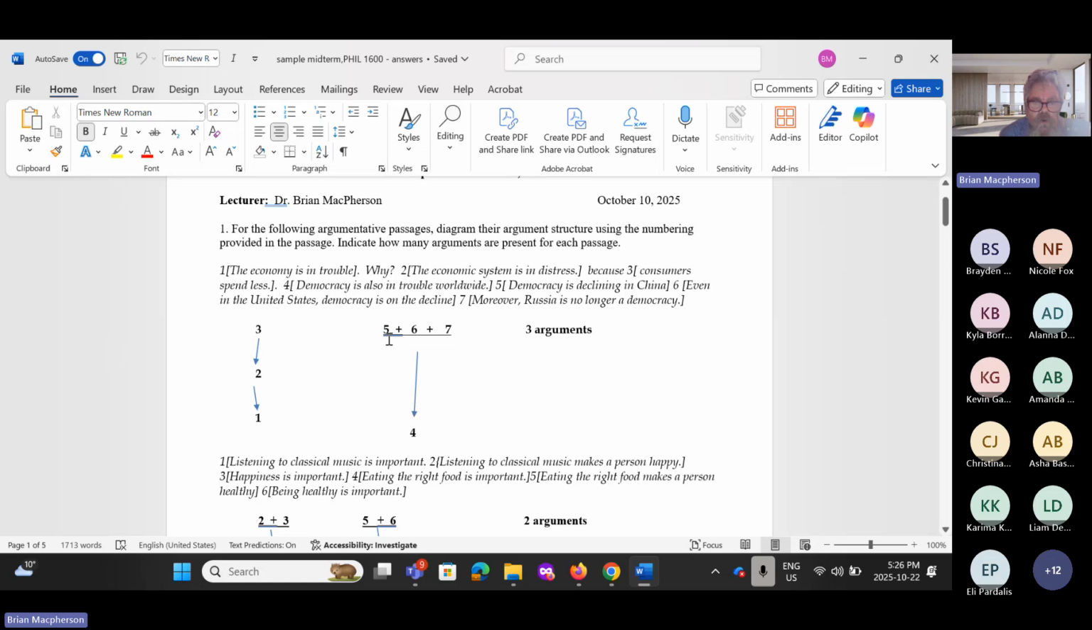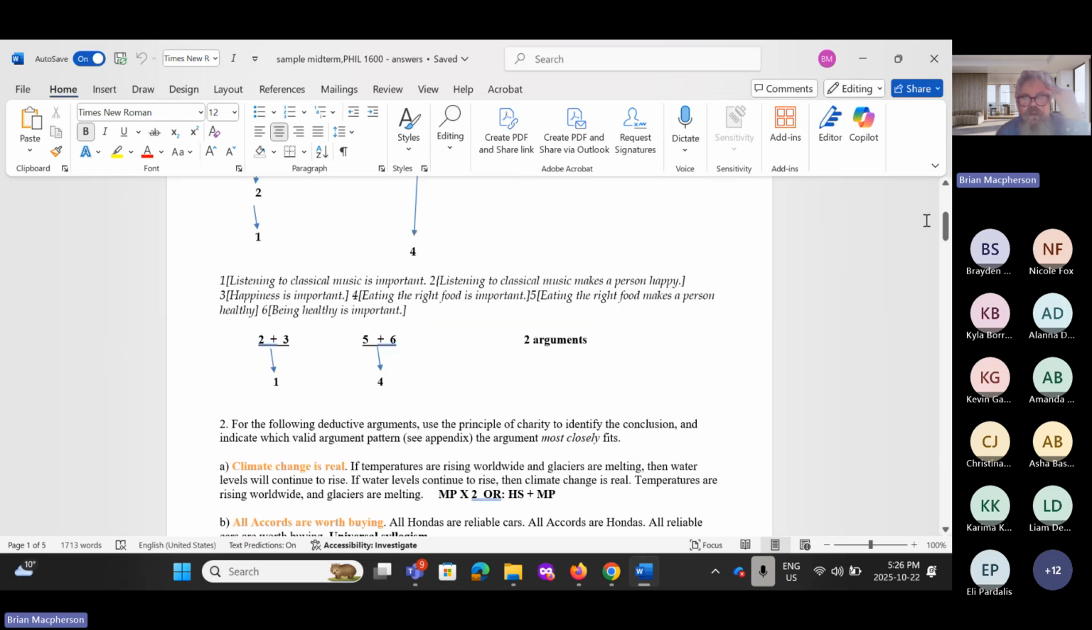And so therefore you put 5 plus 6 plus 7. They depend on each other. They conjointly support the conclusion 4. Now, remember that in terms of counting the arguments, the number of arguments is the number of conclusions, right? So notice here that 2 is a conclusion from 3, 1 is a conclusion from 2, 4 is a conclusion from 5, 6, and 7. So therefore, that means there are 1, 2, 3 arguments present, right?